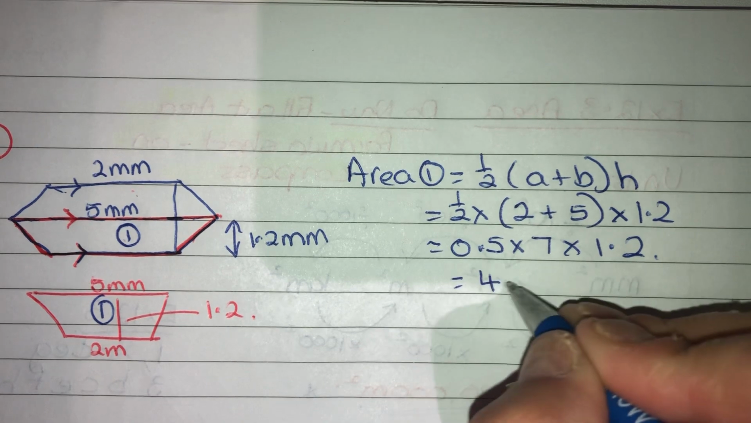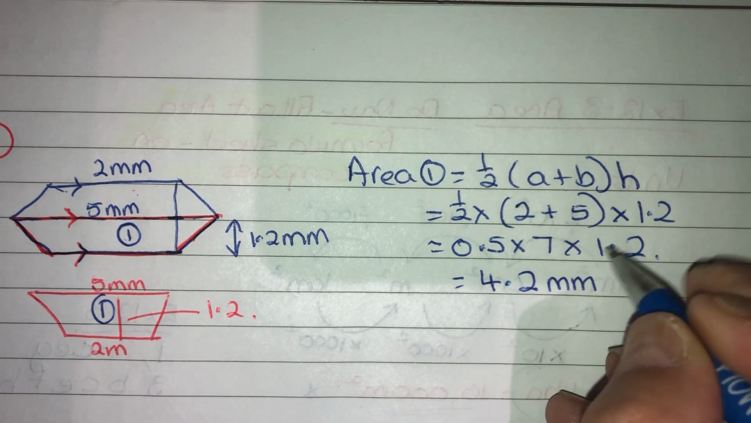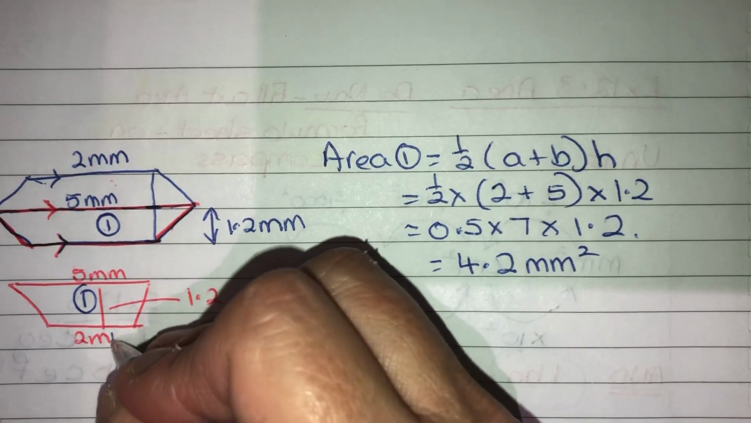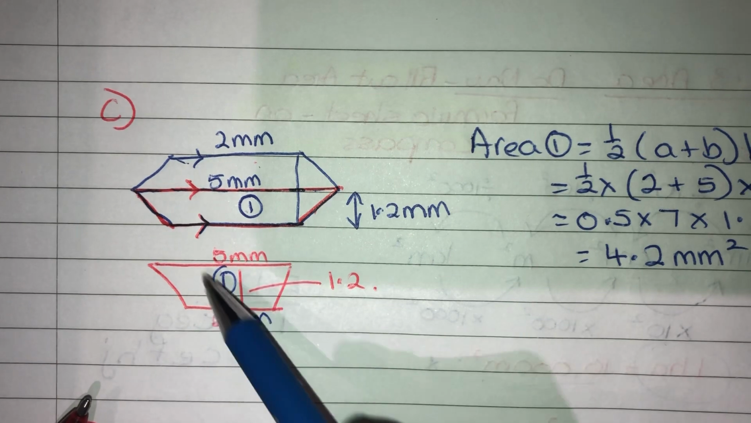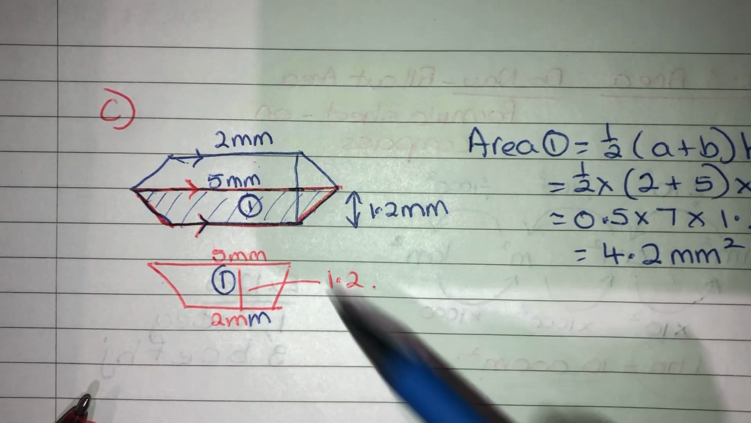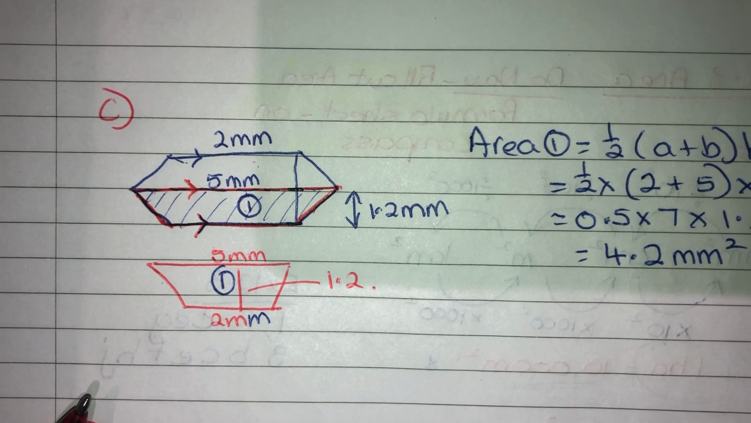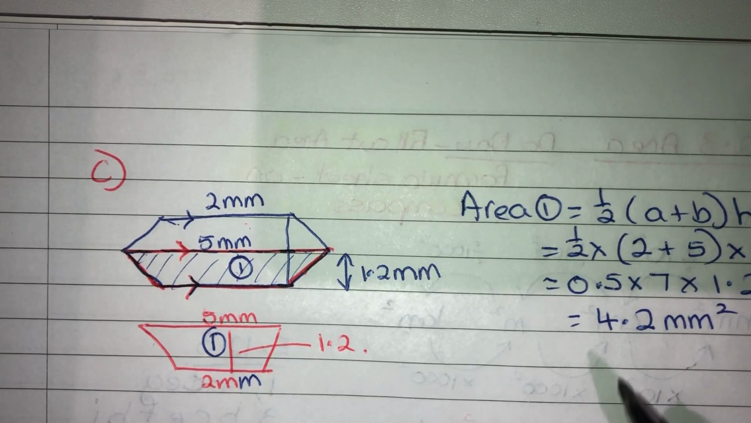Okay, hopefully you got 4.2 millimetres squared. Missed my M down there. All right, now as we were saying before, that's just one of them. So far we've done this much of our diagram. There are 2 of them. They're exactly the same. They've just been flipped upside down.